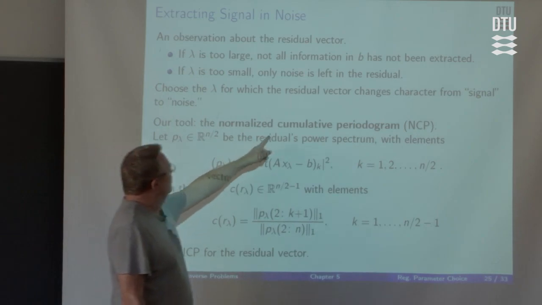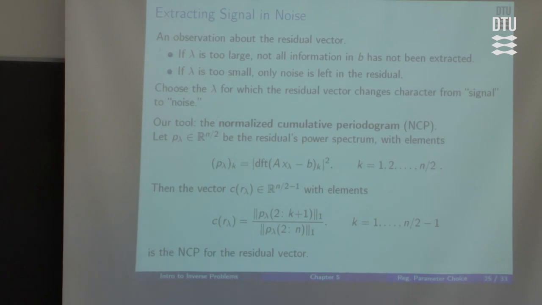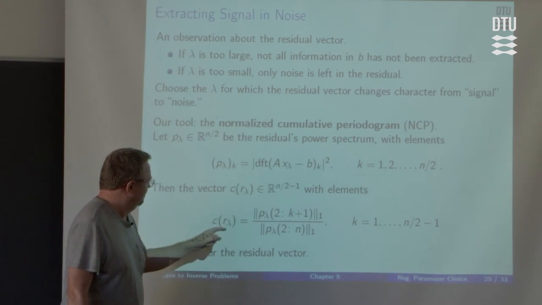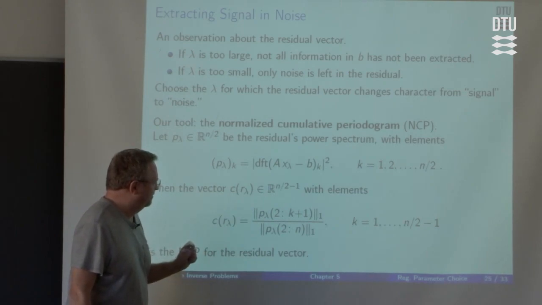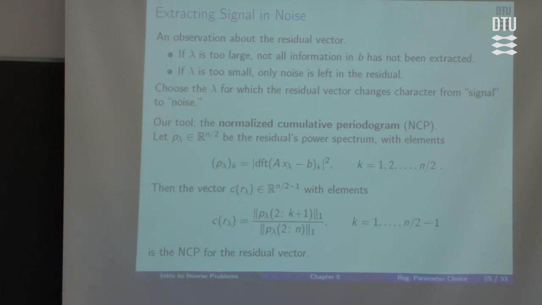And then we compute a cumulative periodogram. Okay, so that means that we sum the elements in the periodogram. We compute a vector. The first element in that vector is just the first element in the power spectrum. The second element in that vector is the sum of the first and the second element in the power spectrum. The third element in that vector is the sum of the first and the second and the third element in the power spectrum, and so on and so forth.